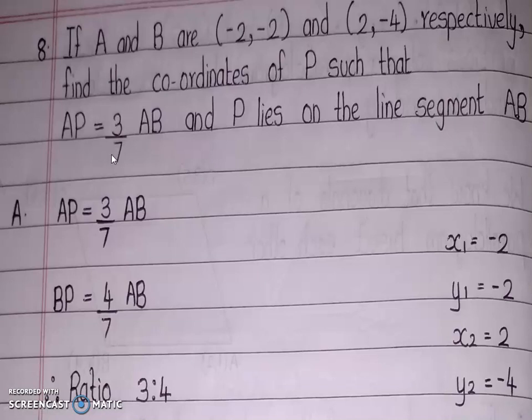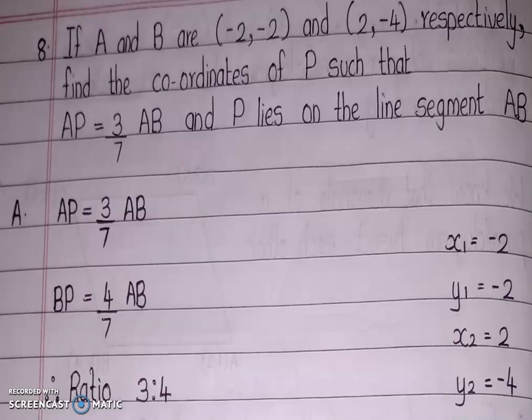Once again, 3/7 of AB. So you can take the total length as 7. So 3 parts is AP. So the remaining parts will be PB, that is the remaining length of AB. So if AP is equal to 3/7 AB, you can take BP as 4/7 AB. Then only AB becomes 7 units. Clear? So AP is equal to 3/7 AB. So you can calculate PB or BP as 4/7 AB.